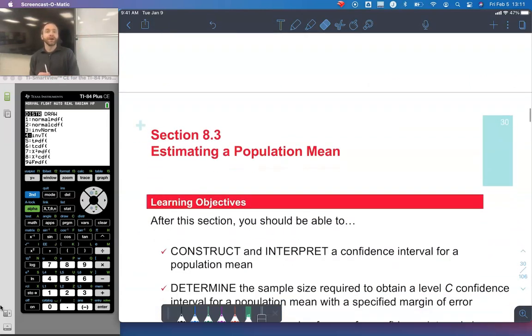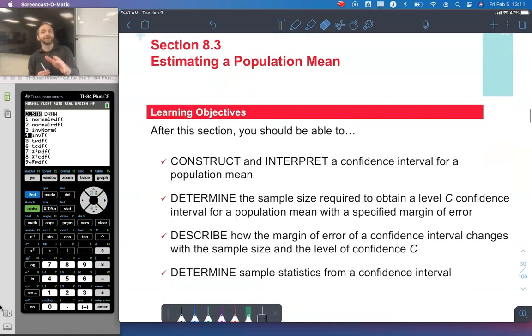So as we go forward, some things might seem a little familiar based off of 8.2, but we're going to construct and interpret a confidence interval for an unknown population mean, hence estimating a population mean. We're going to determine the sample size required to obtain a certain level of confidence for a population mean with a specified margin of error. We've talked about margin of error. Describe how that margin of error for a confidence interval changes based off of the sample size and the level of confidence. And then determine sample statistics from a confidence interval. These are the four things we're going to address, which is a lot.